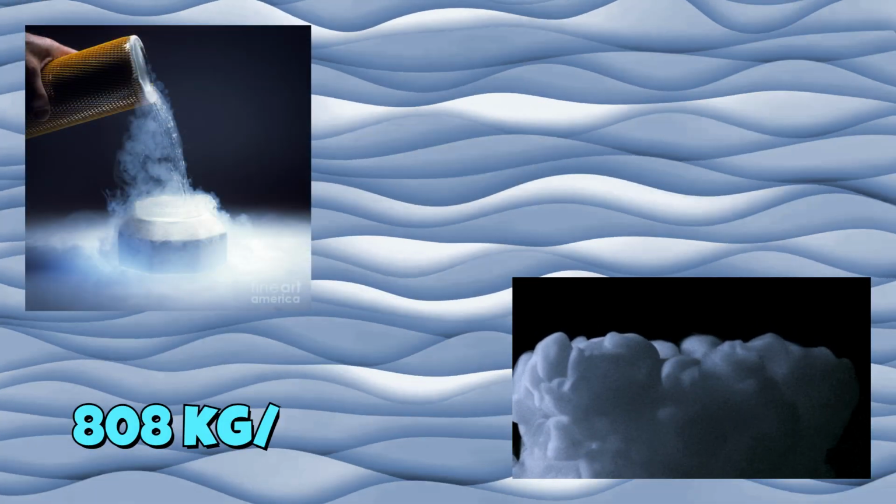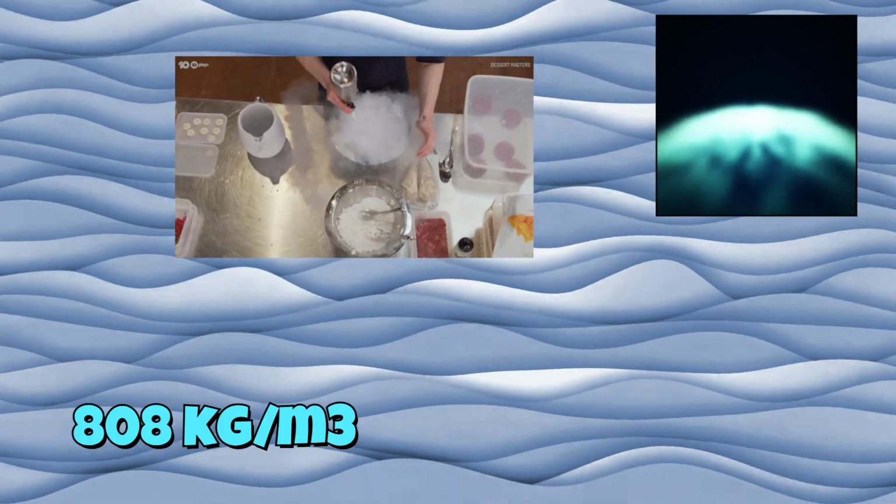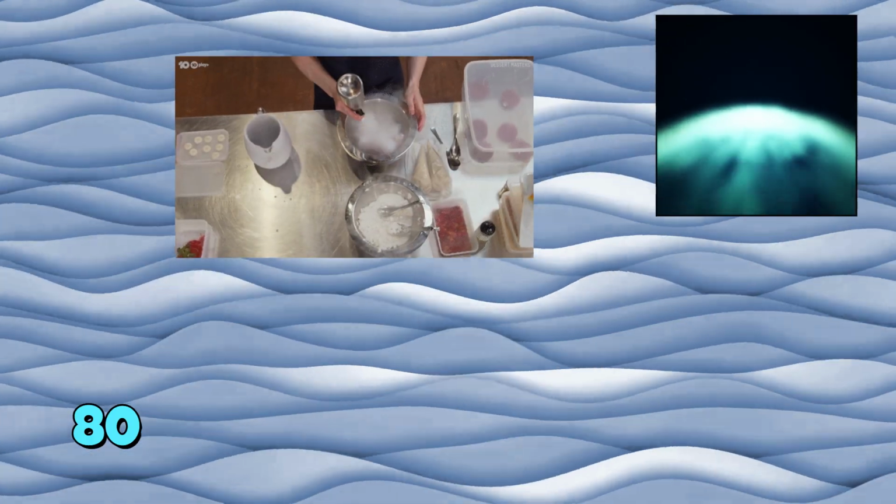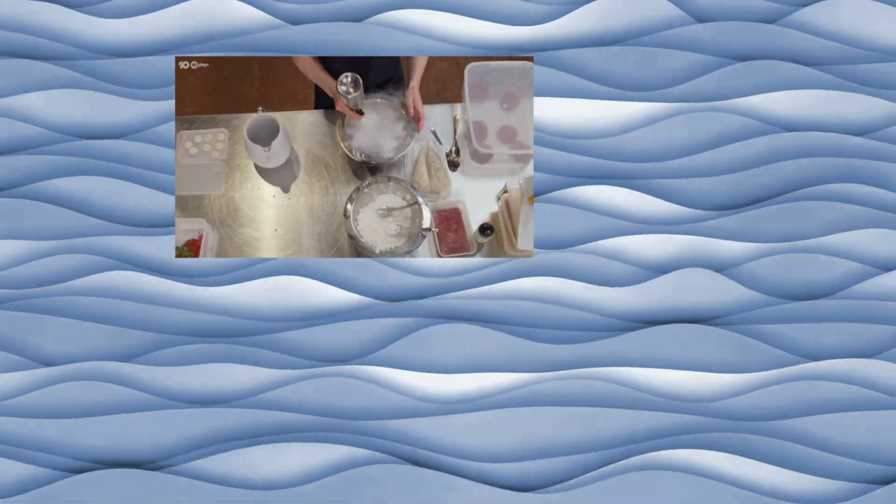Its density is approximately 808 kilograms per cubic meter, making it about 20% lighter than water. However, density isn't what makes liquid nitrogen special. Temperature is.